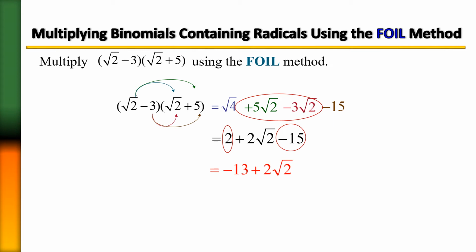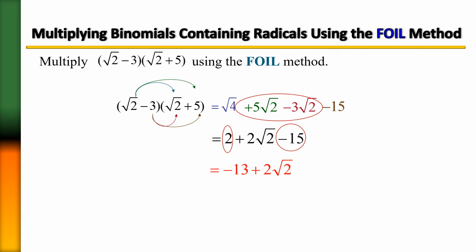Now another common mistake I see students make in this particular example is the urge to want to combine negative 13 with positive 2. And you can't do that. Again, you can't combine integers with radicals. You can only combine like radicals with radicals. So at this point, you are done. The answer is negative 13 plus 2 radical 2.